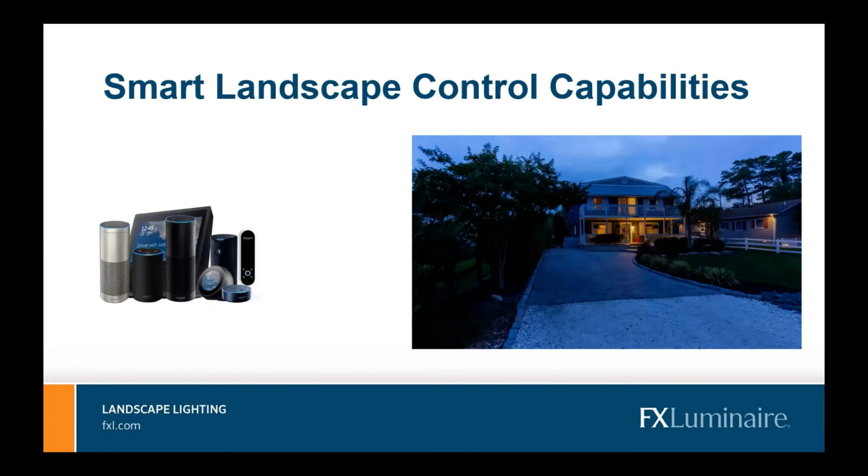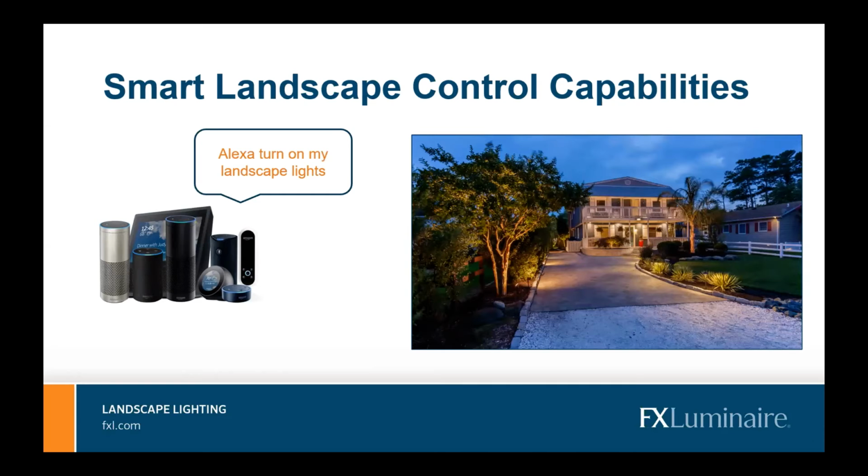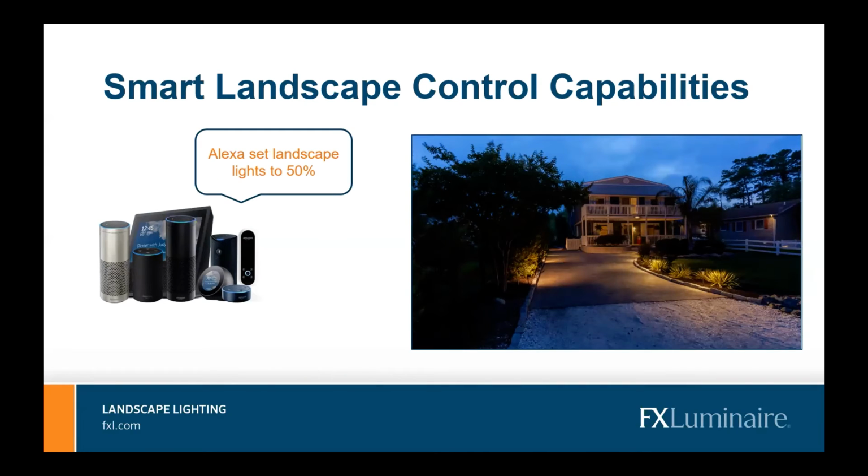So just a few examples here. These first couple examples are pretty straightforward. There are already products that can do something similar to what I'm going to show here, which is to integrate with Alexa. Alexa is probably one of the most common smart devices in a household. So you can tell Alexa to turn on your landscape lights. You can also tell Alexa to turn it down to 50%.